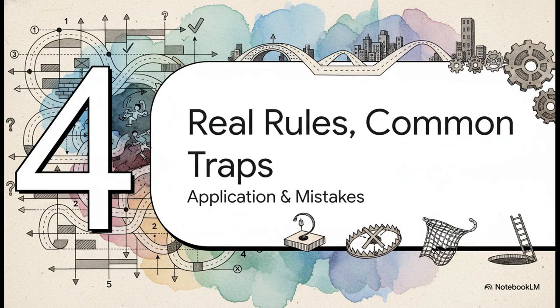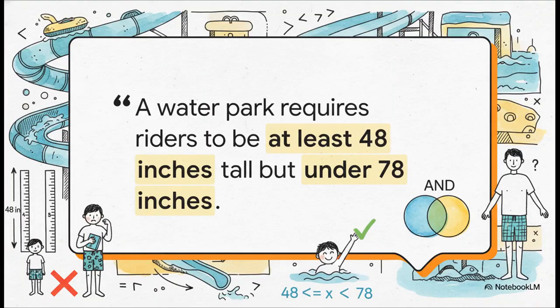Okay, so we've got the mechanics down, but now for the really important part. Let's connect this to the real world and, maybe more importantly, look at some of the common traps people fall into so you can just sidestep them completely. You see stuff like this all the time. Here's a rule you might see on a sign at an amusement park. This sentence, it's secretly a compound inequality just waiting for us to translate it into math.